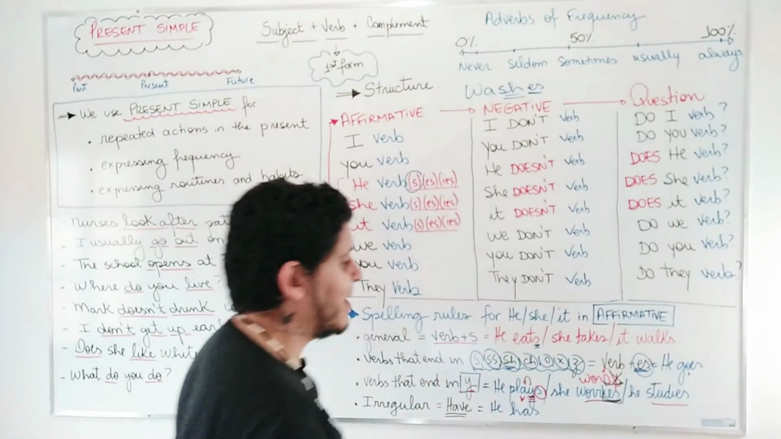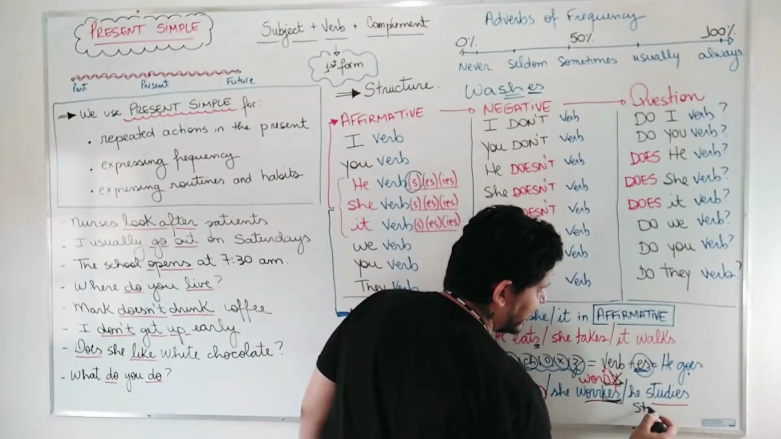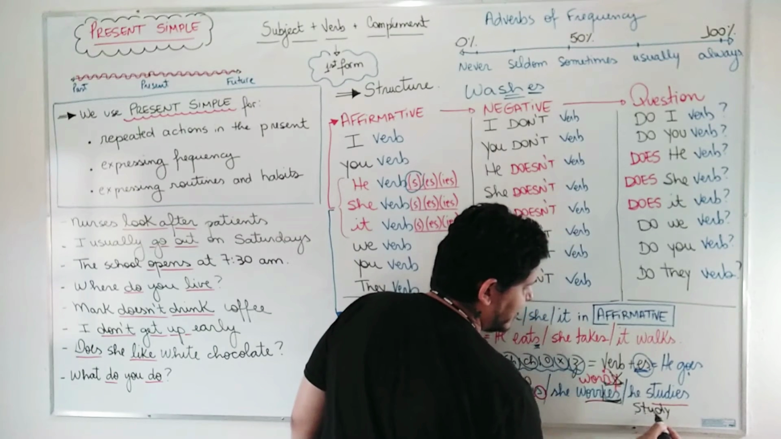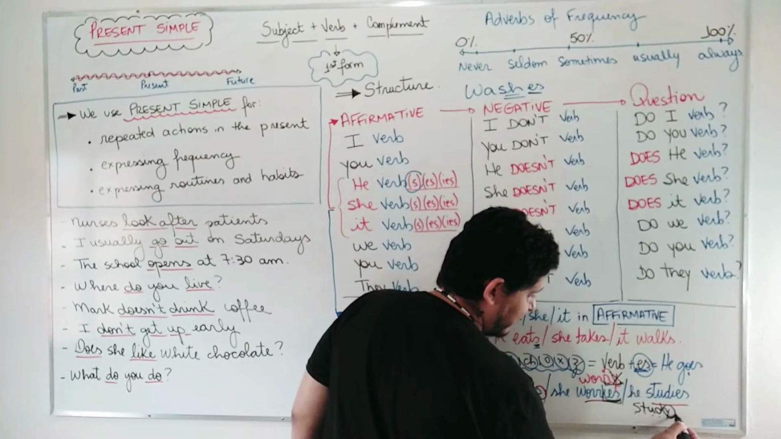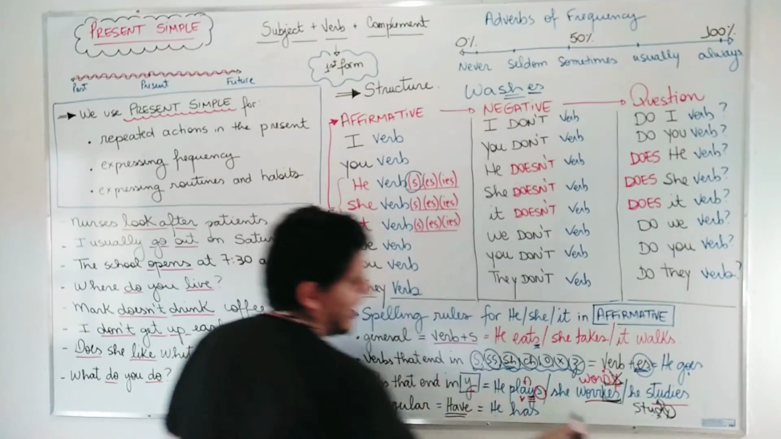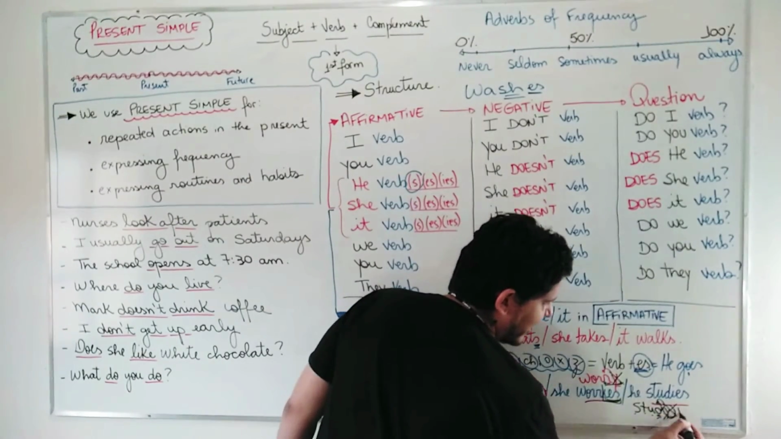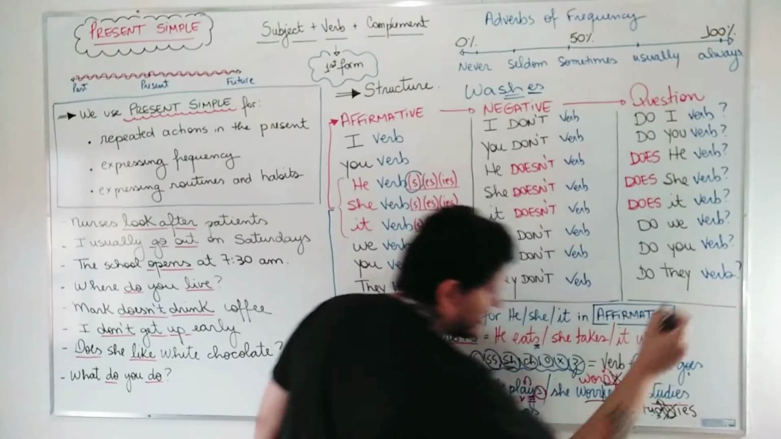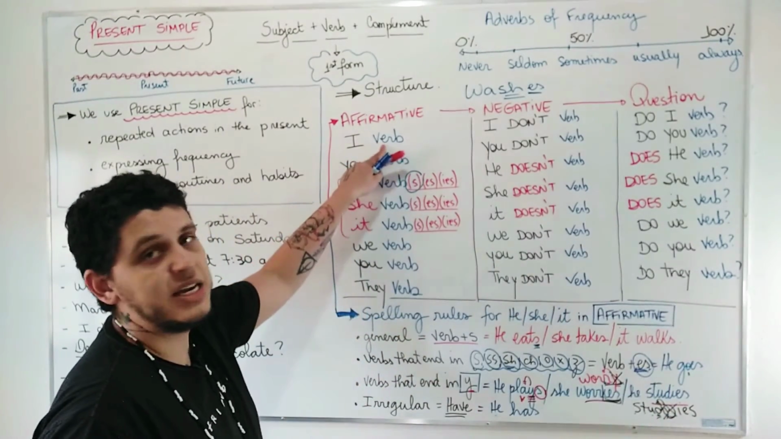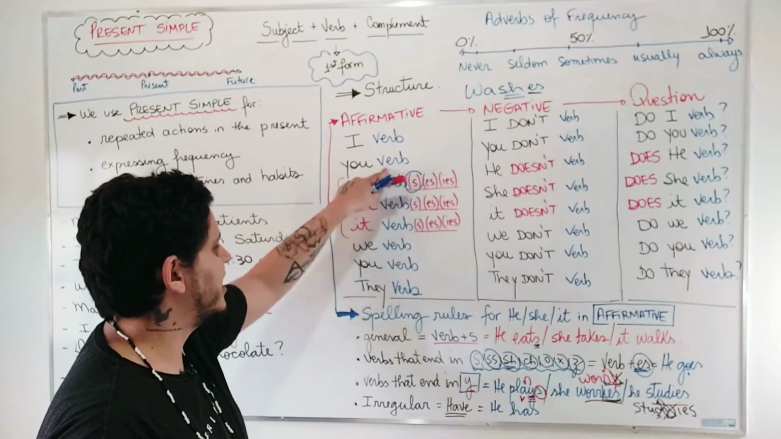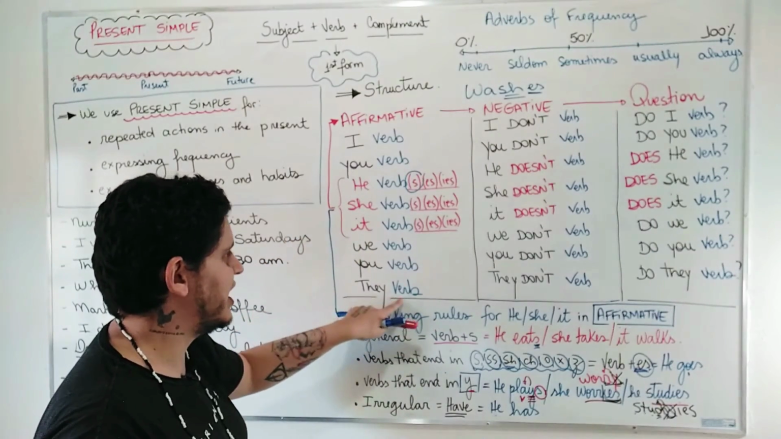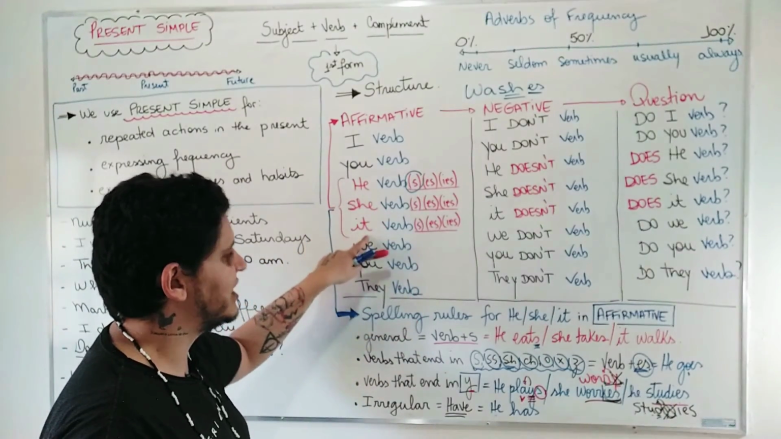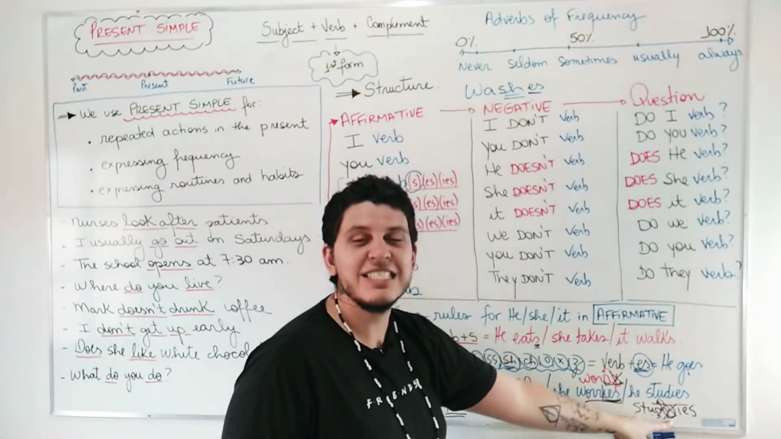Okay? The same happens with study. The original verb is study, S-T-U-D-Y, but before Y there is a consonant, so for he, she, it, I drop the Y and I add I-E-S. So, I study, eu estudo, you study, we study, they study, but he, she, it studies.